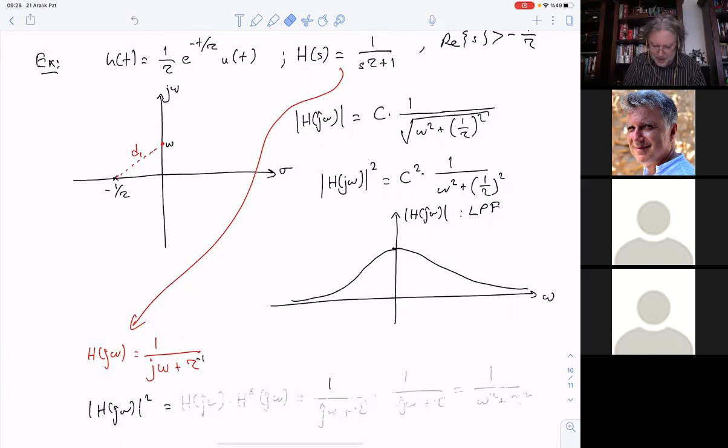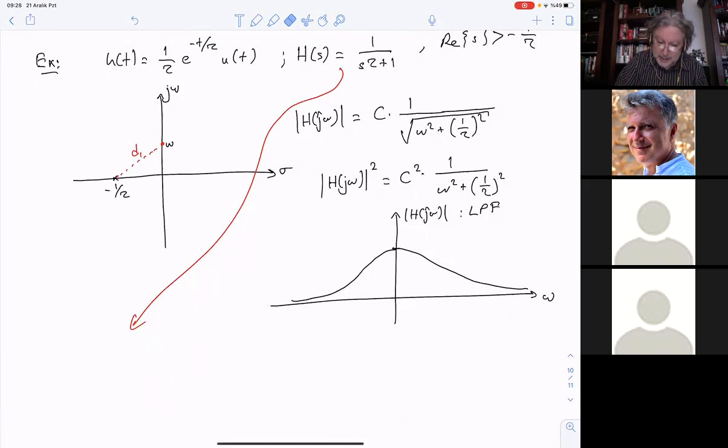Because I was uncomfortable with the correction or with the equivalent thing, which is incorrect. So I will continue. H of j omega is equal to 1 over j omega tau, excuse me about this, I forgot this, plus 1. So this is more like it.